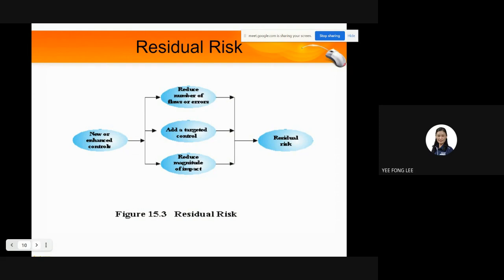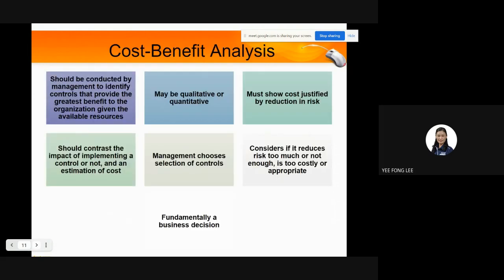So the level of residual risk accepted by authorized officials for an information system is commonly controlled within the organization's risk tolerance, not individual risk tolerance, but based on the organization's risk tolerance. Cost benefit analysis. Okay, glance through the slide.